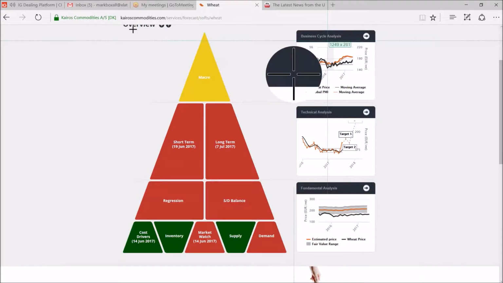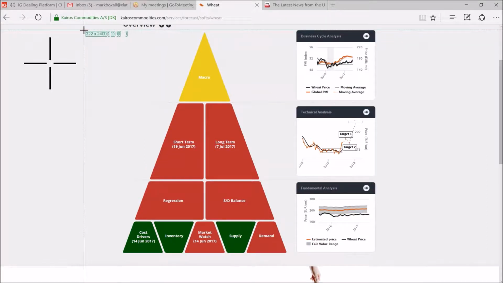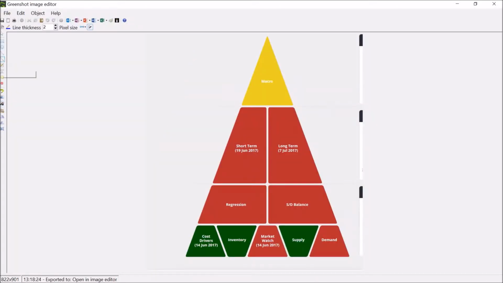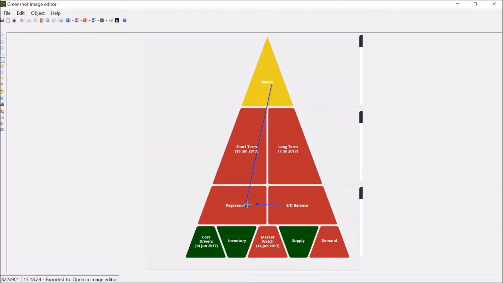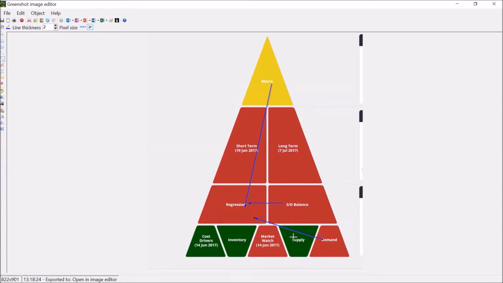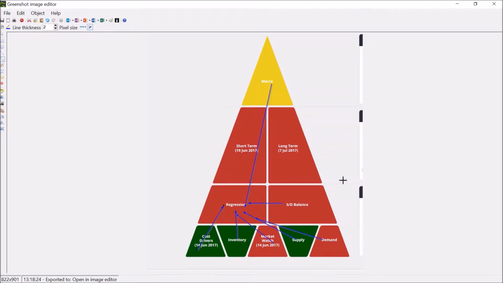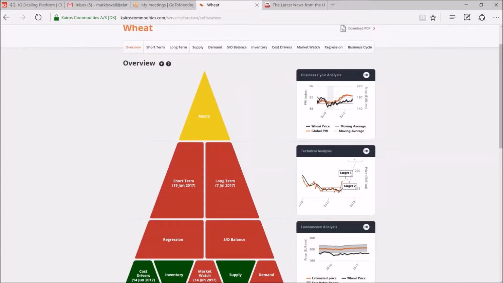S/D balance tells you which of supply and demand is winning, whilst the regression section summarises all of the fundamental elements. It's very much the IP of Kairos, and it basically takes all of these individual elements, weights them and puts them into a model that's made up of 140 different elements to create an econometric model that has been tried and tested over 20 years.